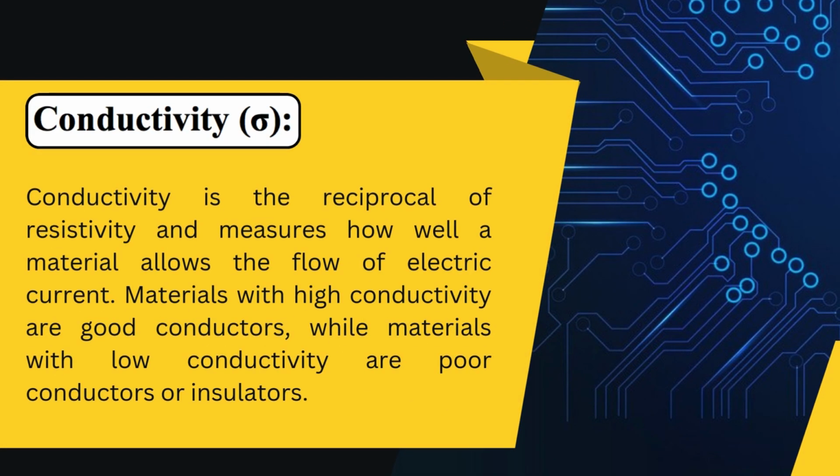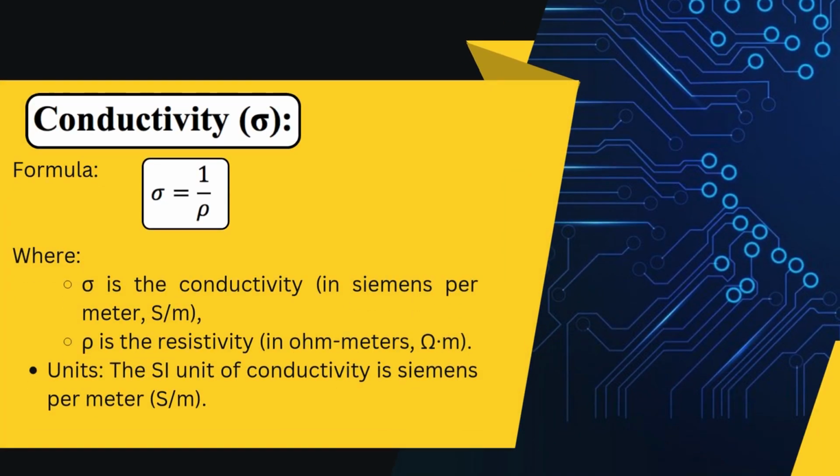Conductivity is the reciprocal of resistivity and it measures how well a material allows the flow of electric current. Materials with high conductivity are good conductors, while materials with low conductivity are poor conductors, or we can say insulators. The SI unit for conductivity is Siemens per meter.